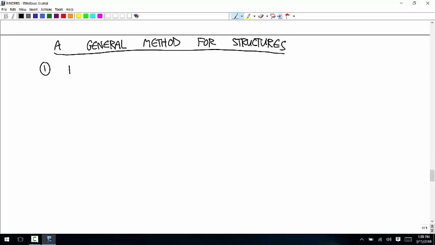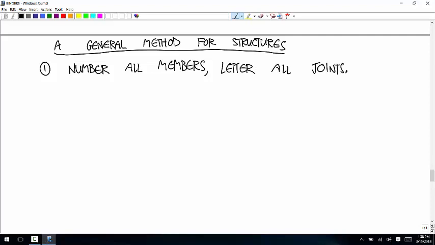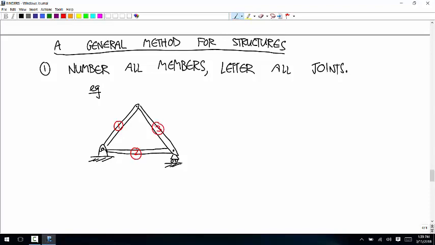First, number all the members, and letter all the joints, just so you have something to refer to. One thing that's going to be useful when you do this: let's say we have a structure like this. This time, let's say we have a third member put in there. All of these are pin joints. So let's say we call this 1, 2, 3. It doesn't matter how you label them. And then A, B, C.